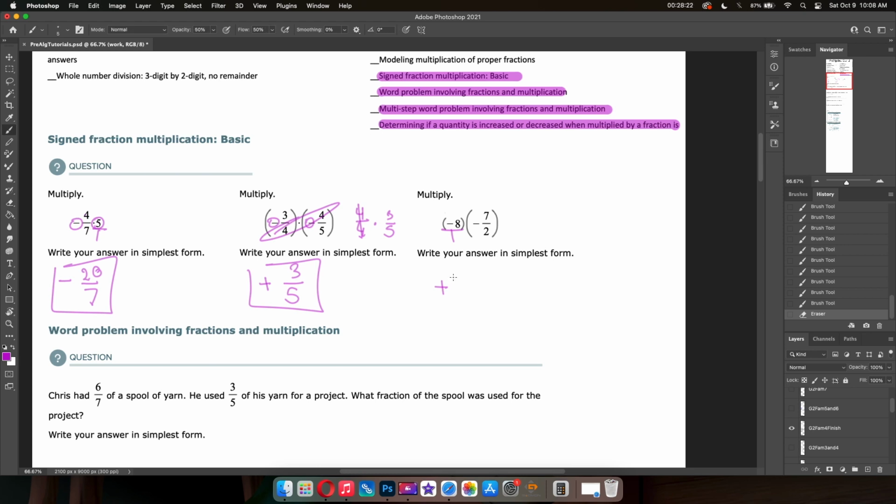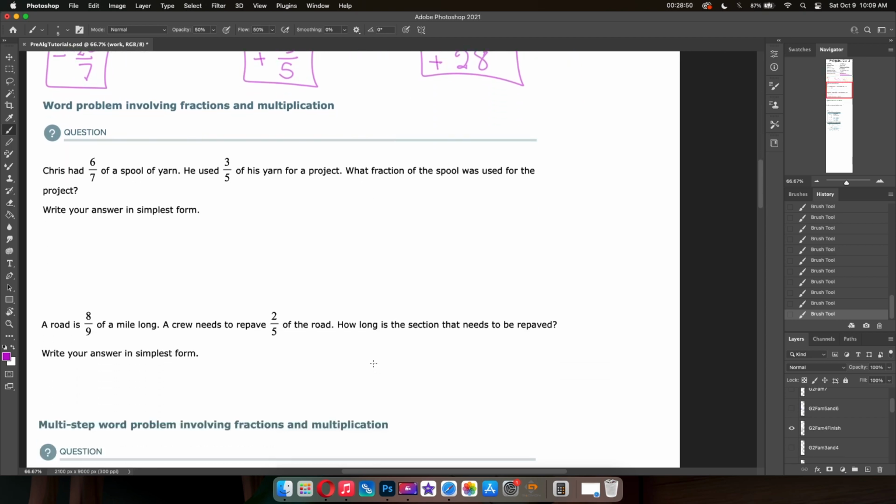Do I have a good bait and switch? Yes, I do. I have the 8 and the 2. So let's switch that out. 8 over 2 times 7 over 1. Now again, fractions are not fractions anymore. They are division. So what is 8 divided by 2? 4. So 4 times 7 is going to be 28. 1 times 1 is just going to be 1. Negative 28.